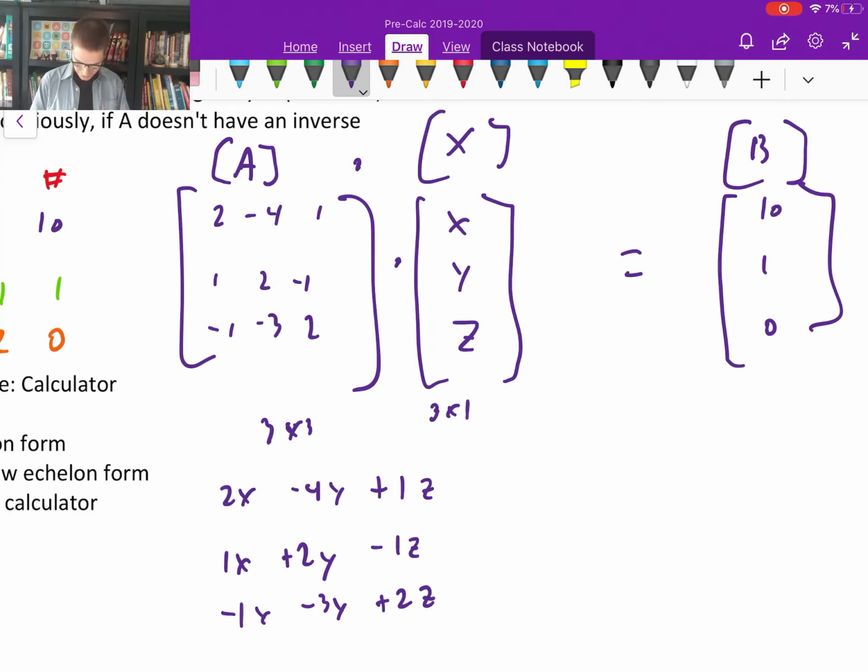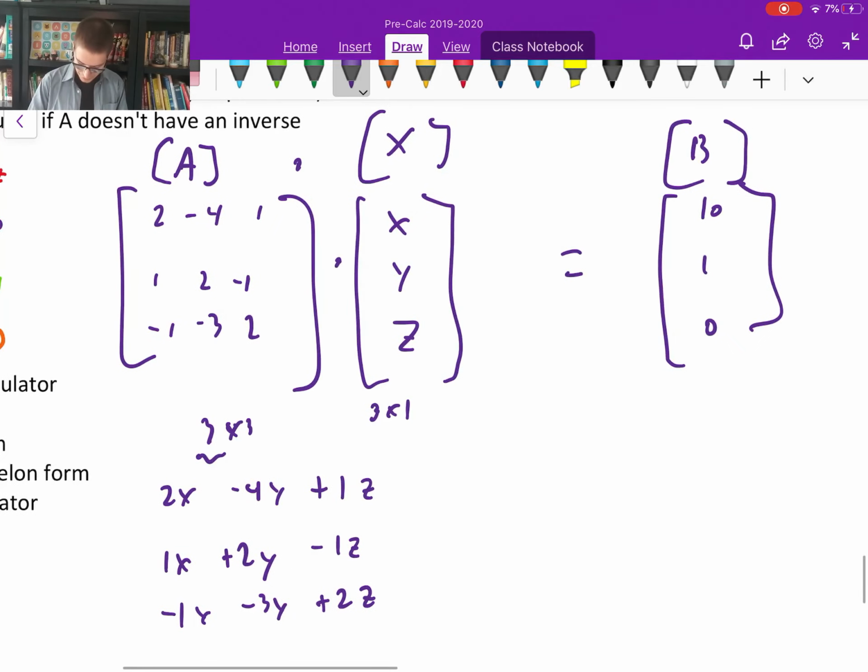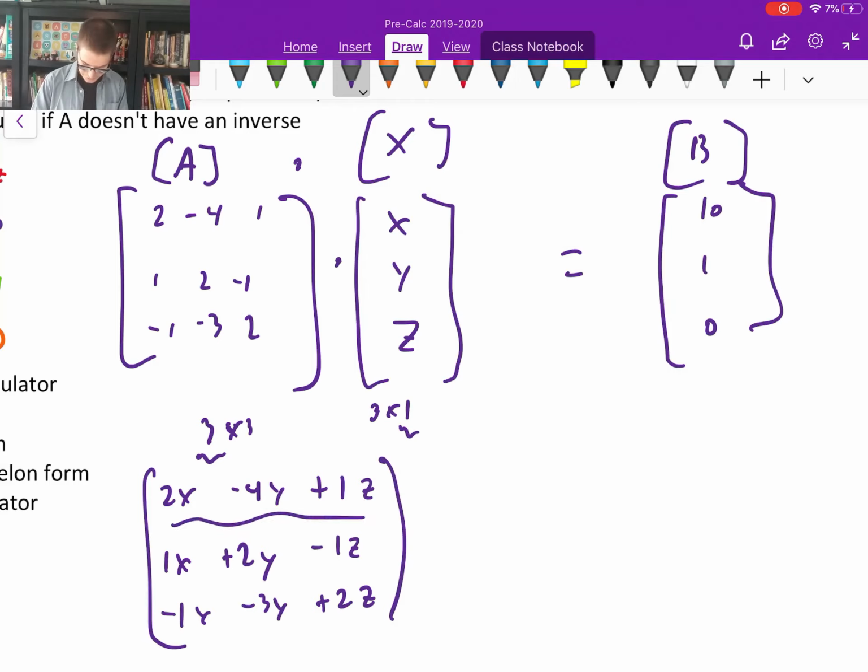Okay. And it would all come together. We don't know what those values are, but if we did, we'd end up with a 3 by 1 matrix. This is the first entry, this is the second entry, this is the third entry, and whatever those solutions are, that'd be B. But we know what 2x minus 4y plus 1z is. That is 10. We know 1x plus 2y minus 1z is 1, and negative 1x plus 3y plus 2z equals 0. How do we know that? Well, that's what the original equation tells us.